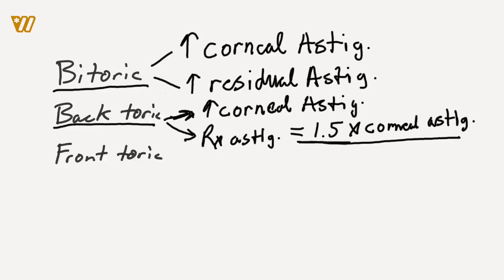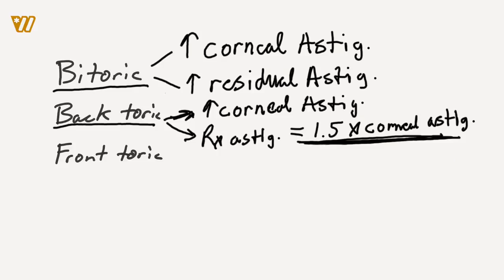Now, if you have a situation where somebody doesn't have a spectacle astigmatism that's 1.5 times the corneal astigmatism, and you fit them in a back toric lens, what'll happen is that you will overcorrect their astigmatism and actually induce some astigmatism in their vision. They won't be able to see quite as well out of a back toric. So, all that being said, your key take-home message is 2 rules for back toric: increased corneal astigmatism, and refractive astigmatism has to equal 1.5 times the corneal astigmatism.